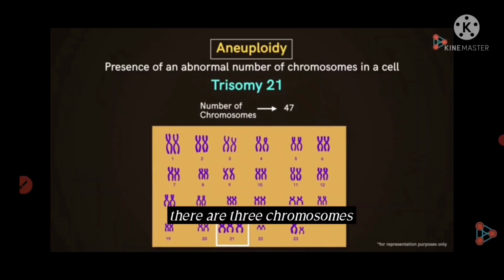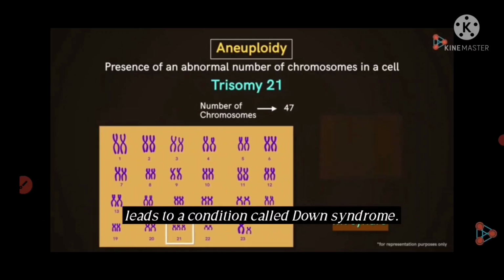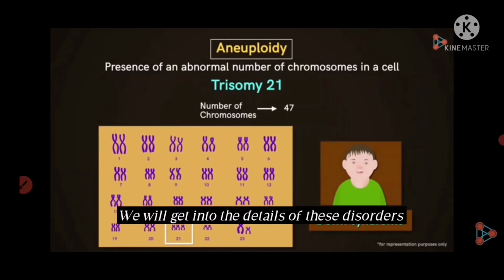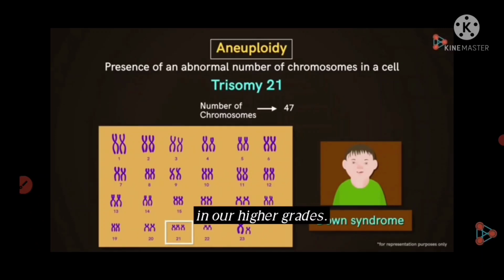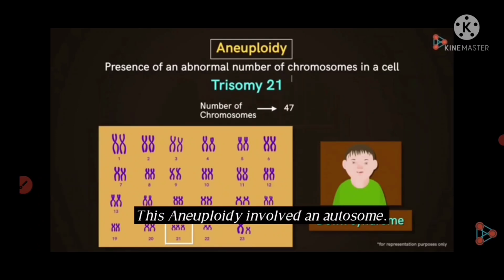This is because there are 3 chromosomes instead of 2 in the 21st set. The problem of trisomy 21 leads to a condition called Down syndrome. We will get into the details of these disorders in our higher grades. But for now, let's focus on understanding the chromosomal mutations. This aneuploidy involved an autosome.